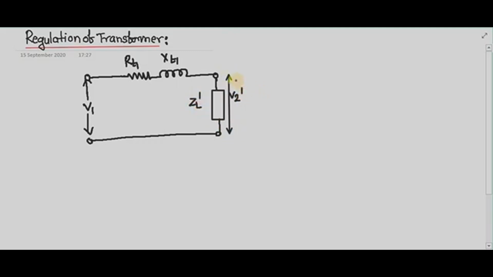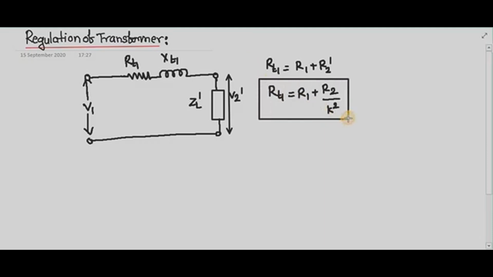So in this approximate equivalent circuit, what is your RT1? RT1 is nothing but the total effective resistance of the transformer referred to the primary side. Means it is the addition of your primary resistance and the resistance of the secondary referred to the primary side, that is R2 dash. Right? So I can write down this as RT1 is equal to R1 plus R2 by K square. So when I am transferring the secondary resistance to the primary side, its value will get divided by K square.